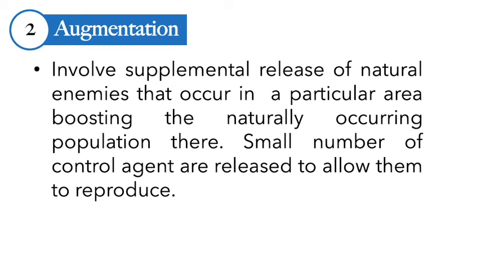Augmentation involves the supplemental release of natural enemies. Relatively few natural enemies may be released at a critical time of the season, which is also called inoculative release, or literally millions may be released, which is called inundative release. Additionally, the cropping system may be modified to favor or augment the natural enemies. This latter practice is frequently referred to as habitat manipulation.